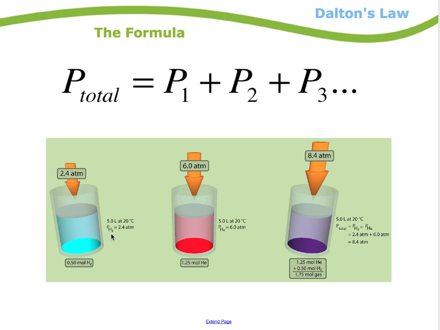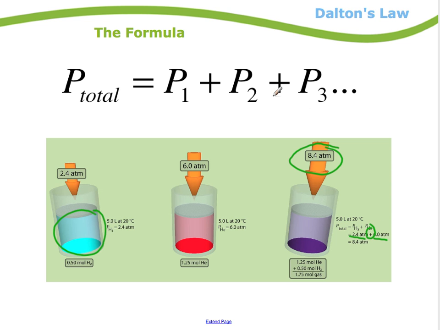In this one, I have hydrogen gas, and I measure the pressure to be 2.4 atmospheres. Here I've got helium gas measured at 6 atmospheres. Now if I take the hydrogen out of this one and dump it into this one, that's what this third one is indicating. The total pressure on that system is measured as 8.4, but I get that 8.4 simply by finding the pressure of hydrogen, finding the pressure of helium, and adding them up.